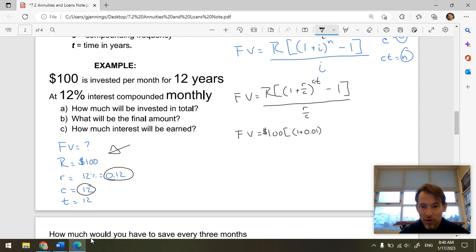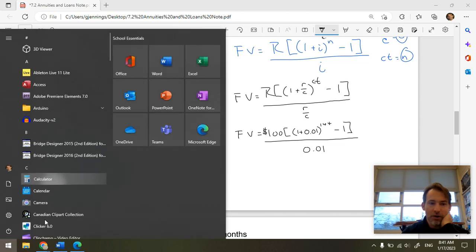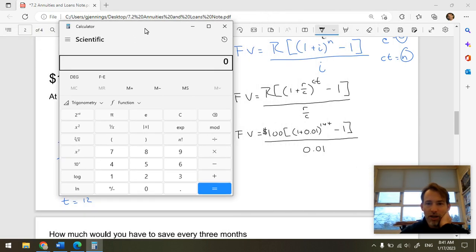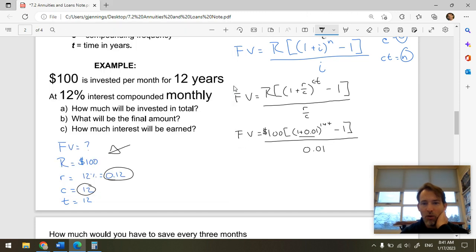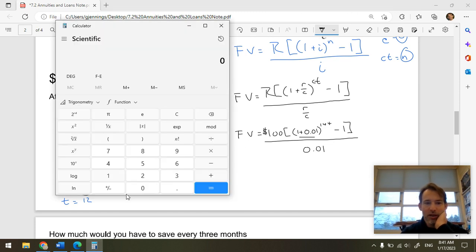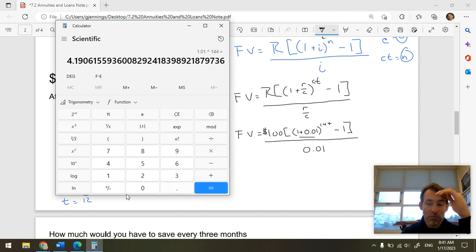Well, C times T is 12 times 12, so I could write down 12 times 12, or I could write down 144, because that's 12 squared, minus 1. And that bracket, all divided by R over C, and that's, again, 0.01. All right, so now we work in BEDMAS order, and I'll show you on the calculator how I work this in BEDMAS order. Start with the most internal bracket, 1 plus 0.01. So that is 1.01. Raise that now to the power 144, and that will be equal to about 4.2.